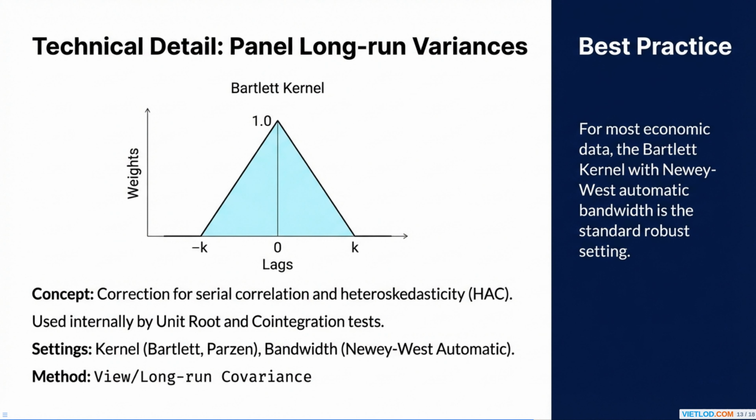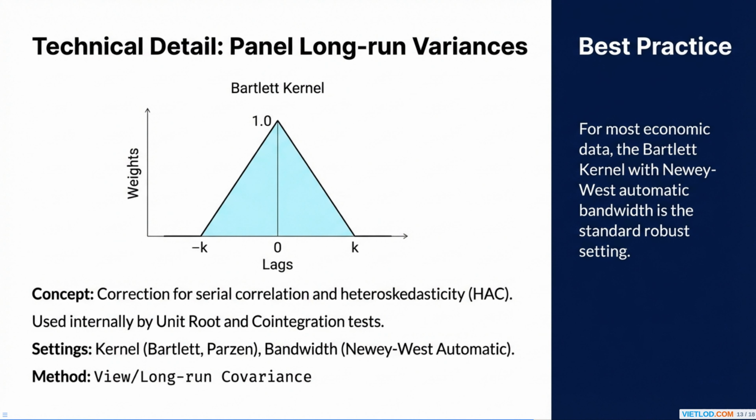Long-run variance estimation is a technical but crucial step that happens under the hood in many panel tests. Its purpose is to provide a correction for serial correlation and heteroscedasticity, which are common problems in economic time series. This is often called a HAC correction. You typically need to choose a kernel, which is a weighting function. The Bartlett kernel is a popular and robust choice, shaped like a triangle. You also need to select a bandwidth, which determines how many lags are included in the calculation.